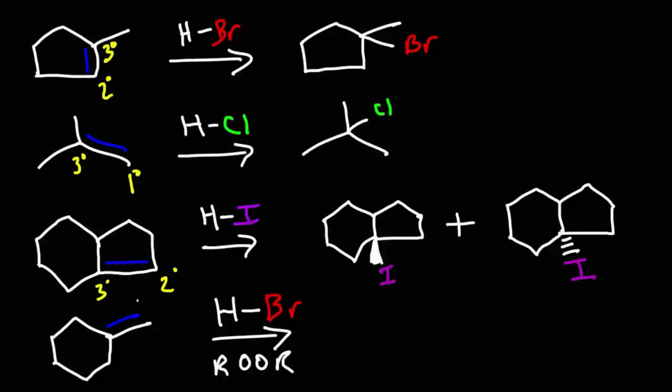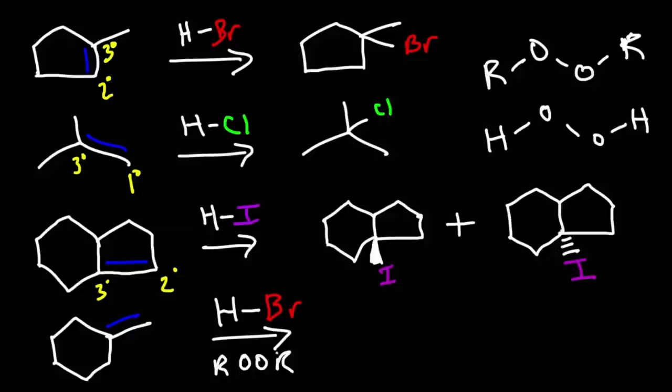Now what about reacting this particular alkene with HBr in the presence of an organic peroxide? A peroxide is basically 2 oxygen atoms connected by means of a single bond attached to 2 other R groups. So this is an organic peroxide. It reacts in a similar way as hydrogen peroxide. So if you were to see ROOR or H2O2, they will have the same effect when used in connection with HBr.